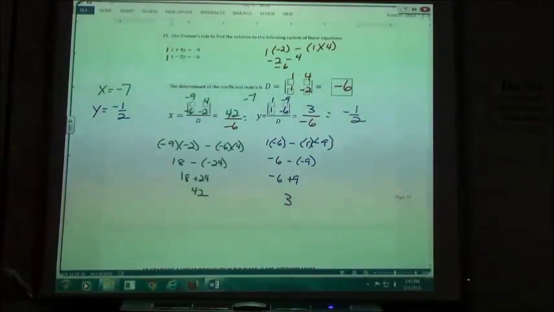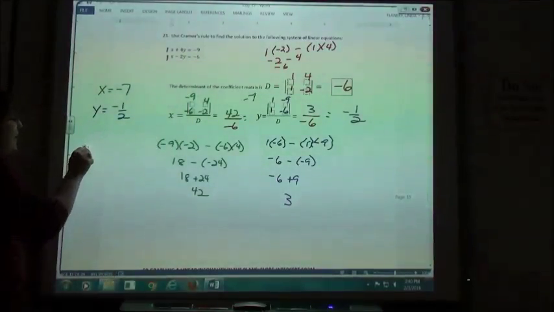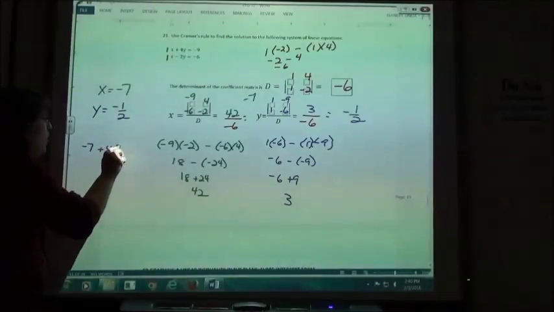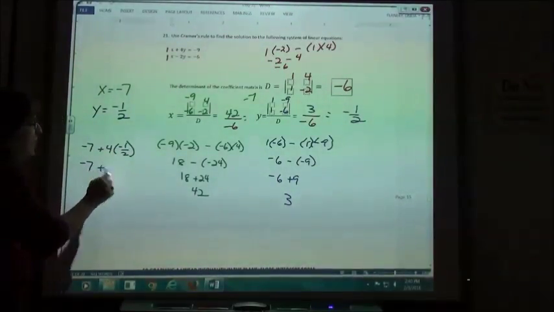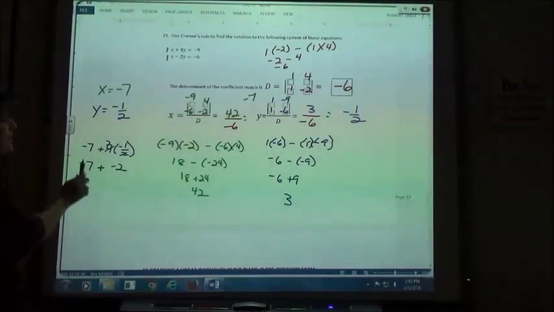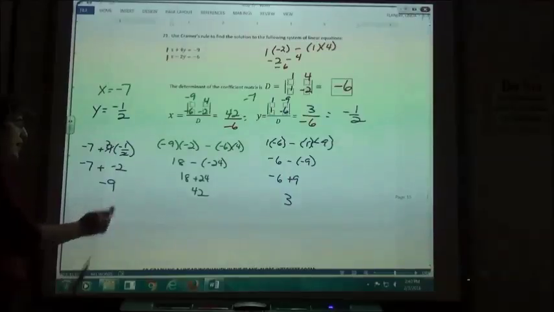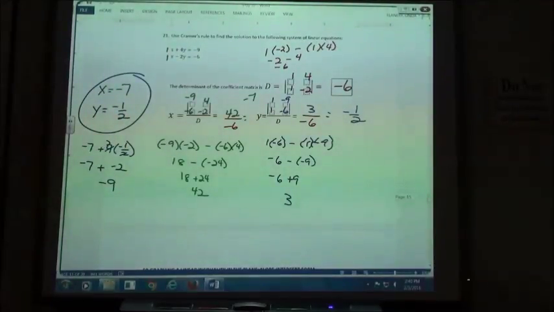Just for fun, we'll check this one. So I'm going to check it in my top equation. x is negative 7, plus 4 times y, which is negative 1/2. So negative 7 plus, here 2 goes in there 2 times, a negative 2. Negative 7 plus negative 2, sure enough, is negative 9. My answers check out. And so negative 7 and negative 1/2 are my solutions.